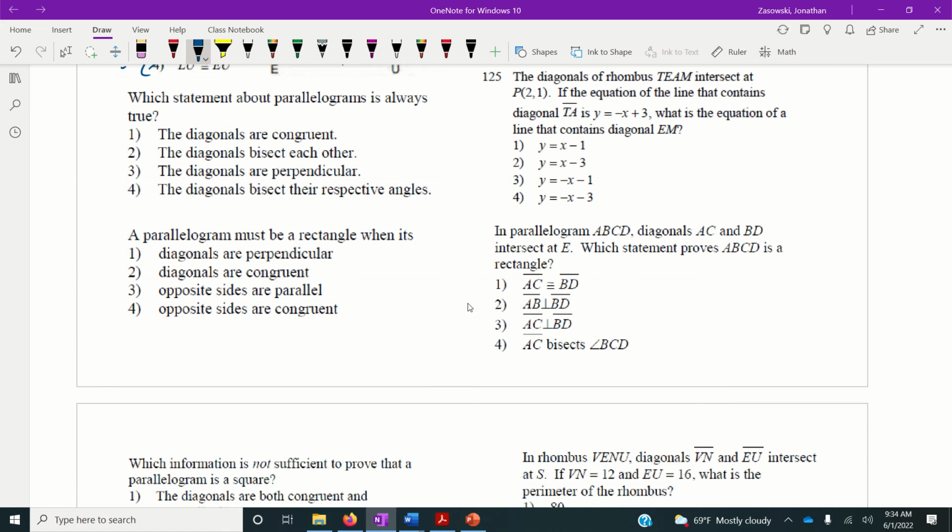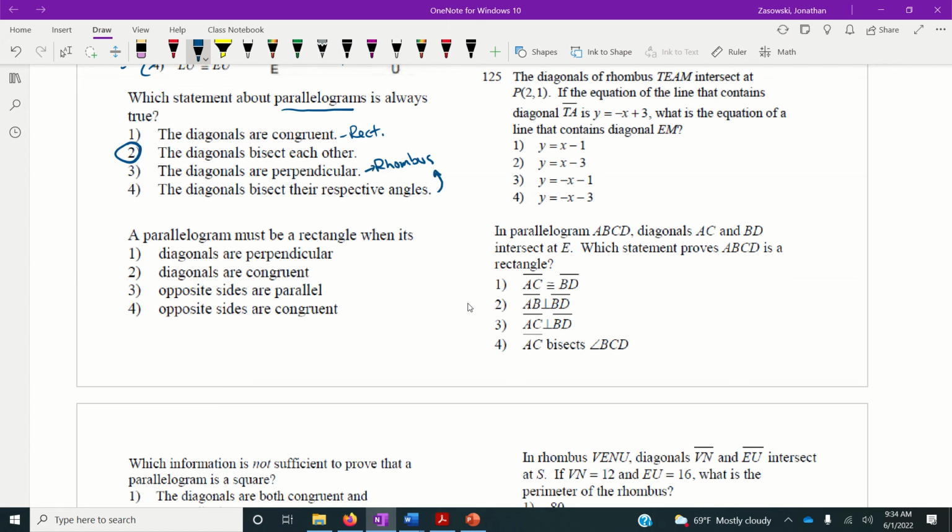All right, number 1 right below it. Which statement is always true about parallelograms? The diagonals are congruent is going to be a rectangle. The diagonals bisect each other is for a parallelogram. The diagonals perpendicular is for a rhombus. And the diagonals bisect the angles is also for a rhombus.